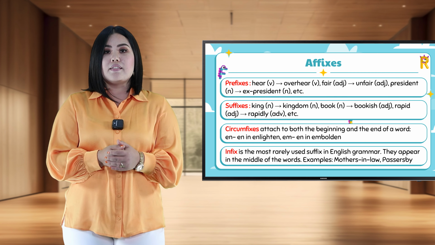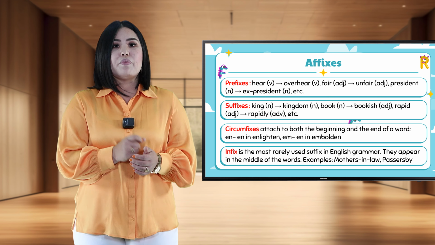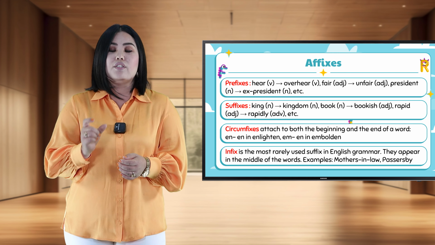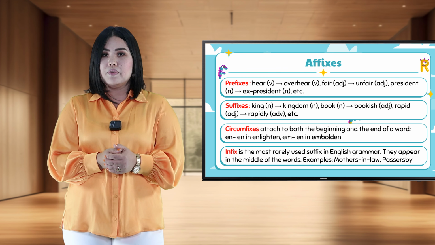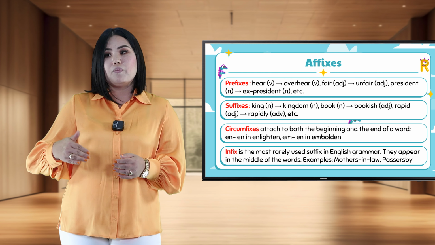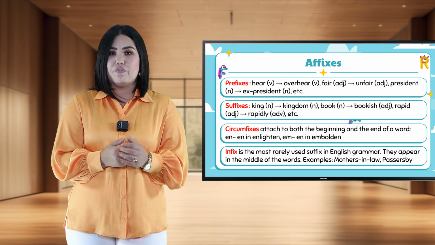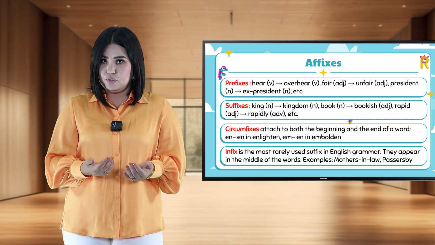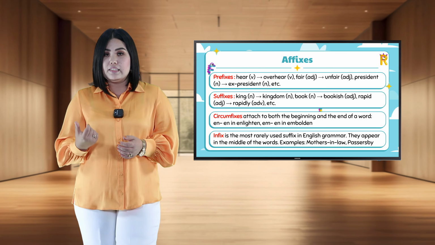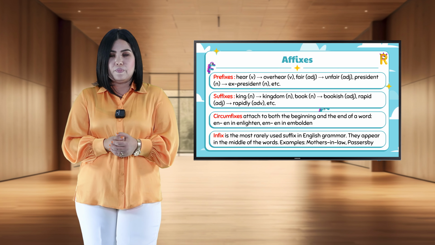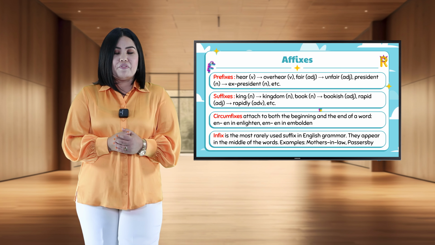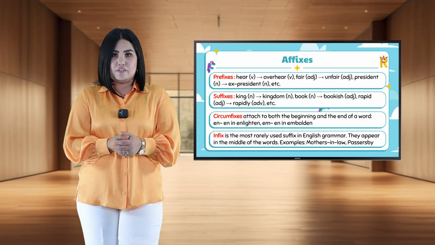Next type is circumfixes. Circumfixes, in this event, both prefixes and suffixes are added to the root. For example, let's give an example from the English language. Immorality: im prefix, moral root, ity suffix. Now you have a brief understanding about affixation.